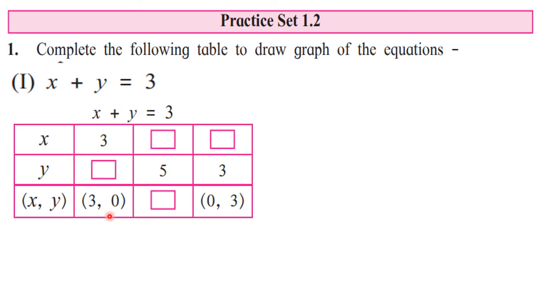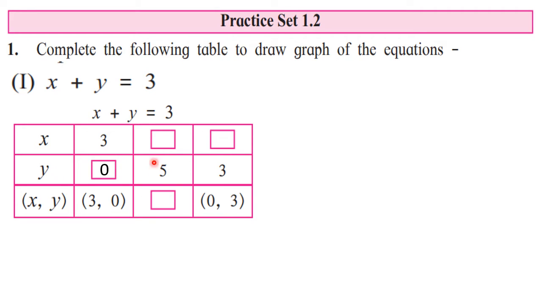Already they have provided the ordered pair. See, the x and y values are given. The first number is for x and the second number is for y. So the answer is directly given. Is there any need to find it? You only have to write that 0 there. Correct? If we put x is equal to 3, then this 3 will shift this side, and 3 minus 3 is going to be 0.